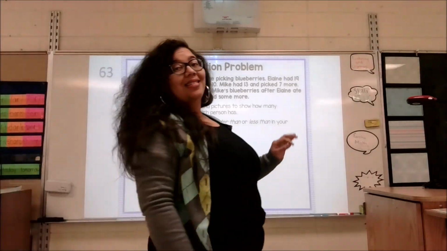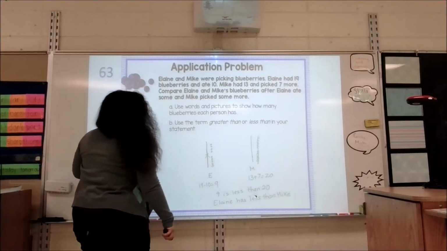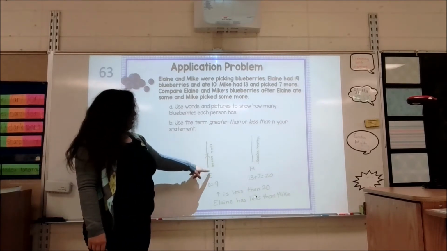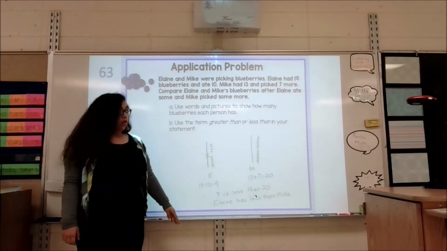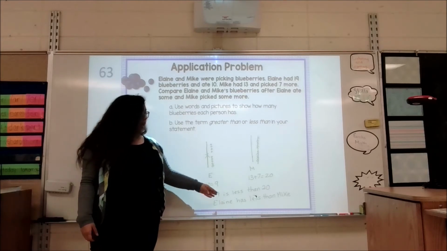Alright, so this is how I chose to work out the problem. I drew for Elaine. I used my quick 10 strategy and I showed 10 and 9 ones. I then crossed out the group of 10 because I know she ate 10 of them, which means 19 minus 10 is equal to 9.